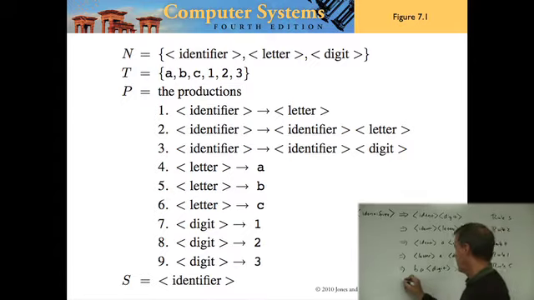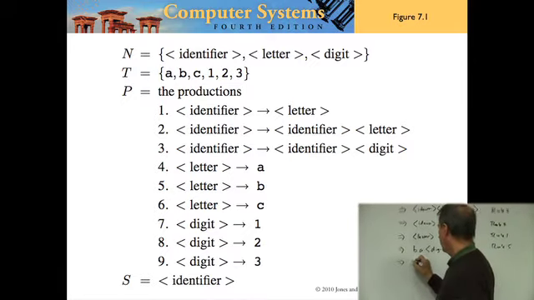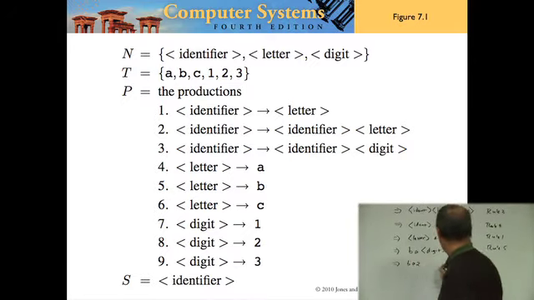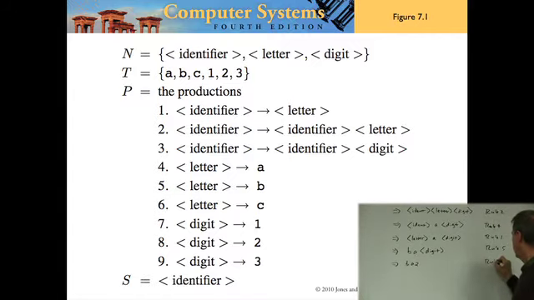And then what? BA2. Okay, BA2, and that's rule 8. Now it's a string of all terminals, so we're done. So what does that say? That says we have just proved that BA2 is a valid identifier. That's what we proved by this derivation.